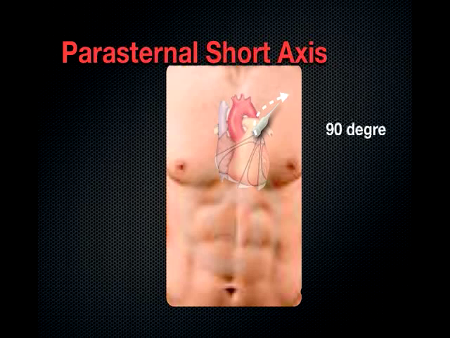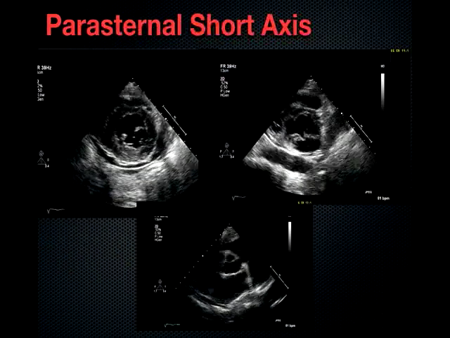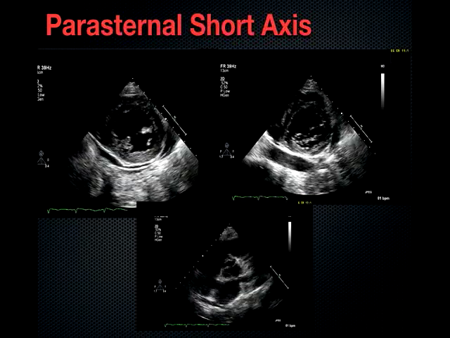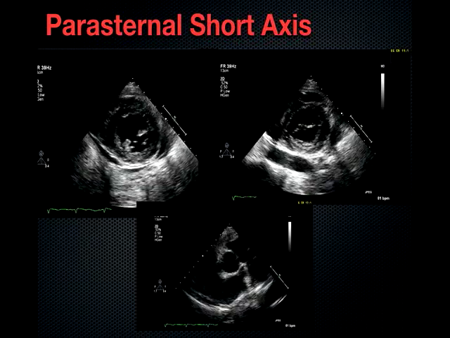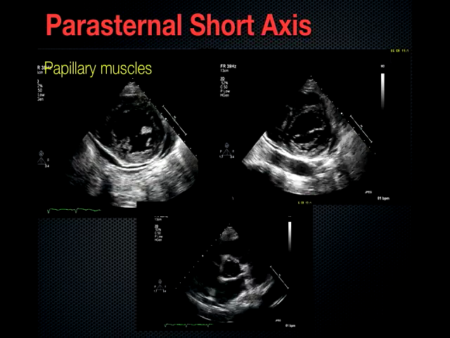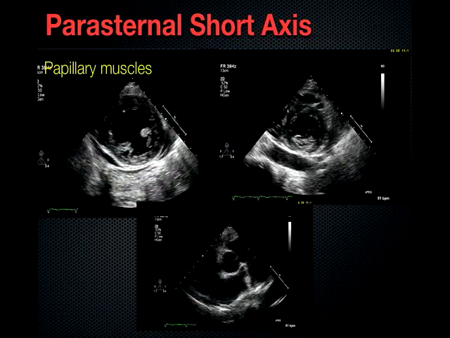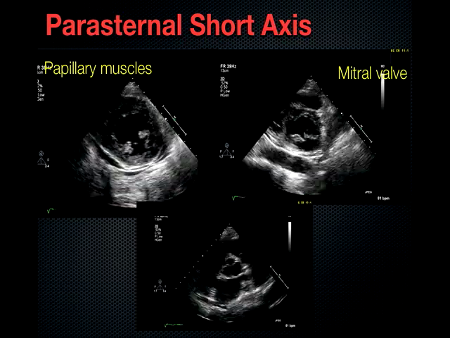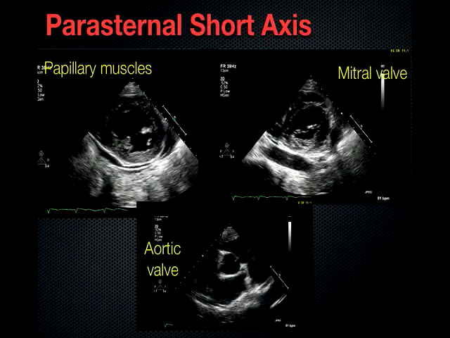Rotating counterclockwise from the parasternal long axis, you'll get the parasternal short axis views. This is basically looking at the heart as if you slice it like a loaf of bread. There's three different main levels that we look at. The first is the papillary muscle level, the mitral valve level, it looks like a fish mouth, and the aortic valve level.